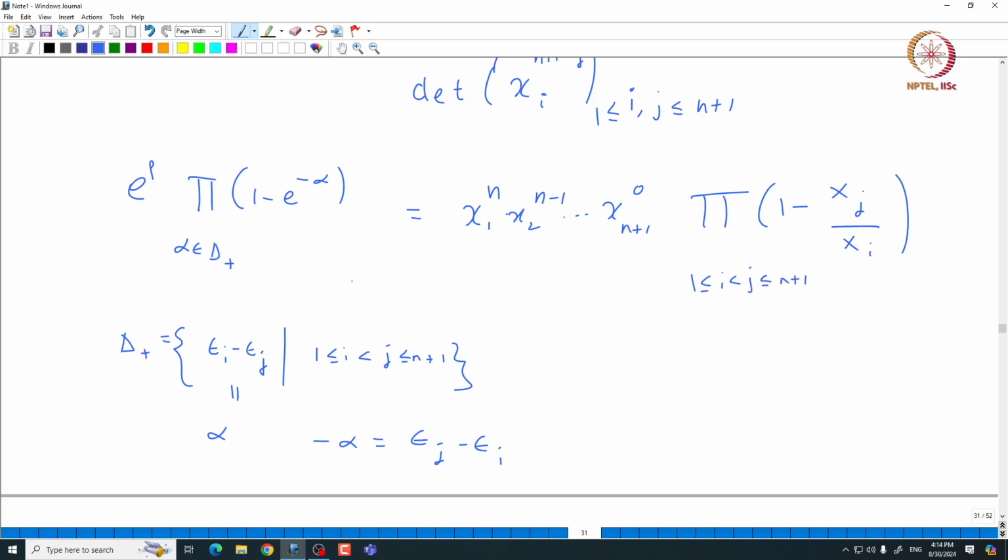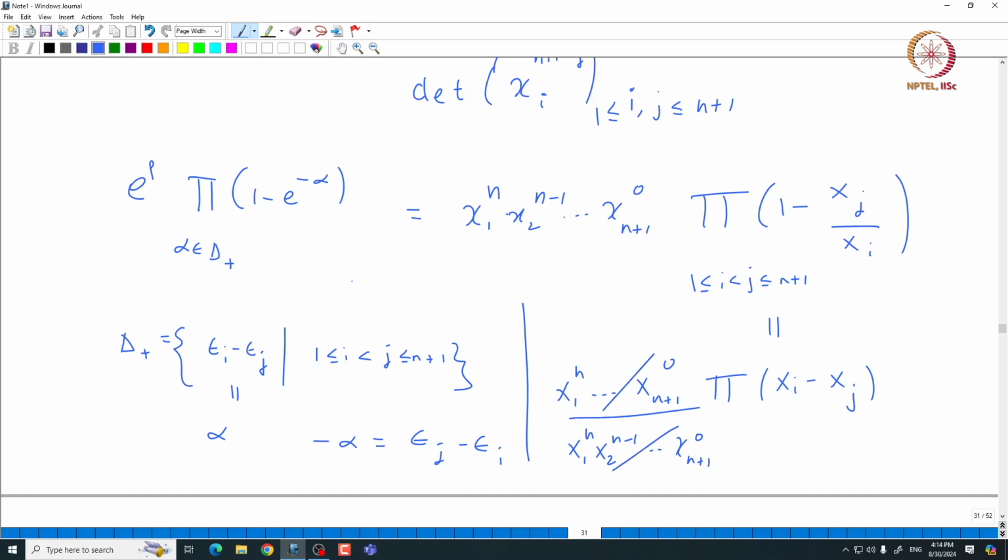So now if you just cancel things out, this gives you exactly the product of (x_i minus x_j), divided by x1^n, x2^(n-1), etcetera, x_{n+1}^0, which is the same as the numerator x1^n etcetera x_{n+1}^0. So these two things get cancelled, and you get this product.